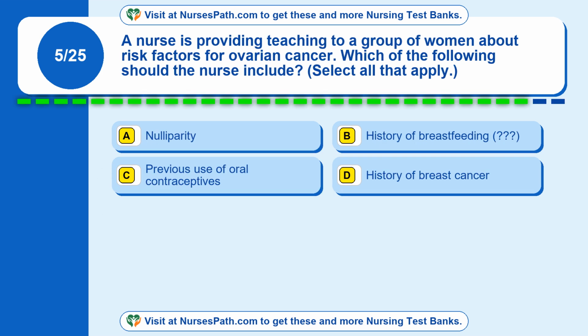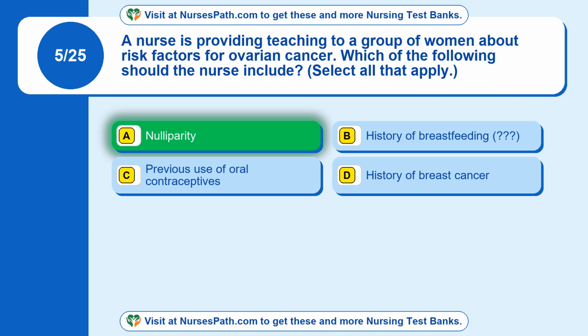Question 5. A nurse is providing teaching to a group of women about risk factors for ovarian cancer. Which of the following should the nurse include? Select all that apply. Option A. Nulliparity. Option B. History of breastfeeding. Option C. Previous use of oral contraceptives. Option D. History of breast cancer.